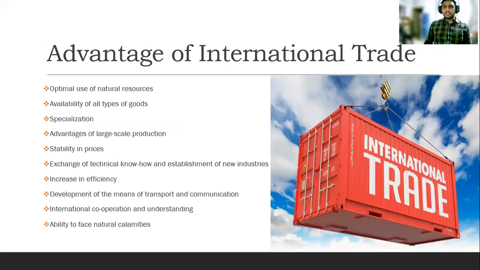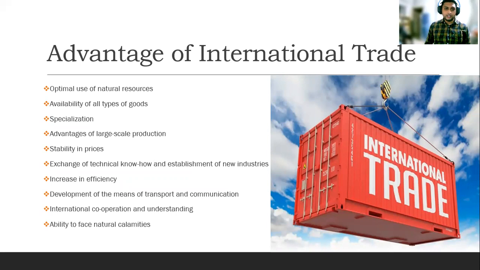The advantages of international trade: because of international trade, optimal use of natural resources happens, and all types of goods become available. One country can export goods, another country can import the goods, and specialization happens. The advantages of large scale production become greater, prices become stable, and it also increases efficiency.